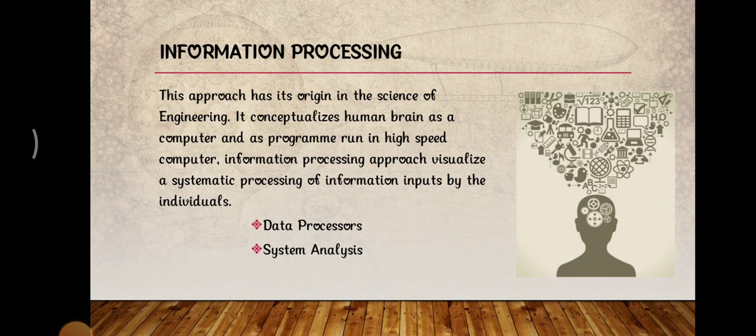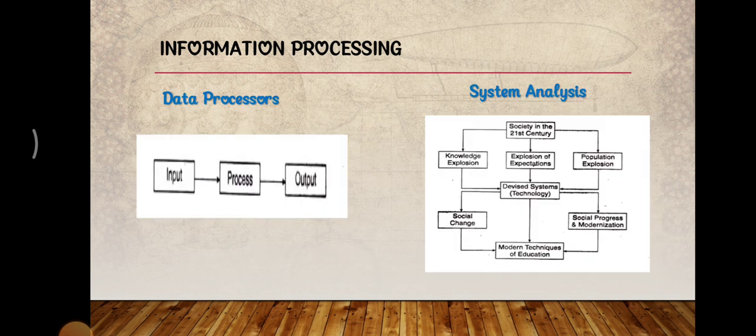Now let's see information processing. This approach has its origin in the science of engineering. Its conceptualization is the human brain as a computer and a program run in a high-speed computer. The information processing approach visualized a systematic process of information input by the individual. So there are data processing and system analysis. Data processing is direct input, and we get an output. System analysis is where we can go through in a deeper way.